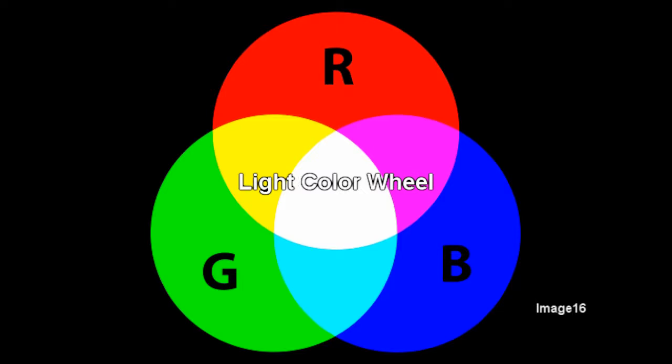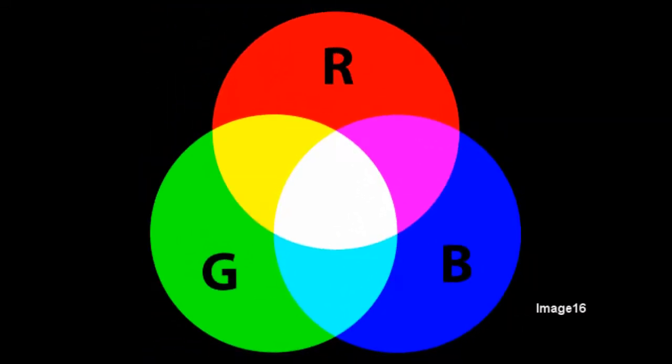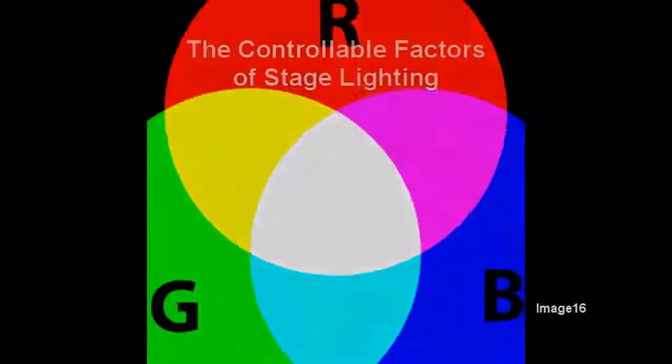As you can see from this light model, the mixture of two primary colors will create the secondary colors of light: yellow, magenta, and cyan. A mixture of all three primary colors will create pure white light. A lighting designer can also control the direction of light.